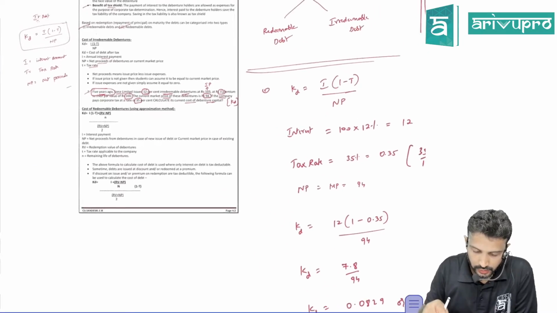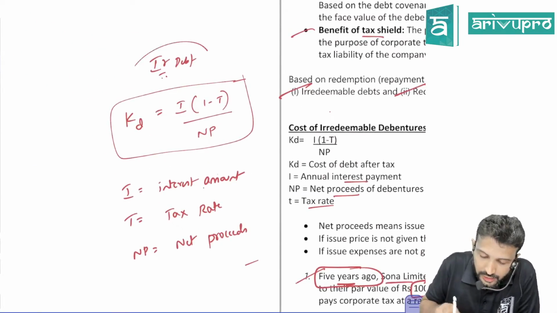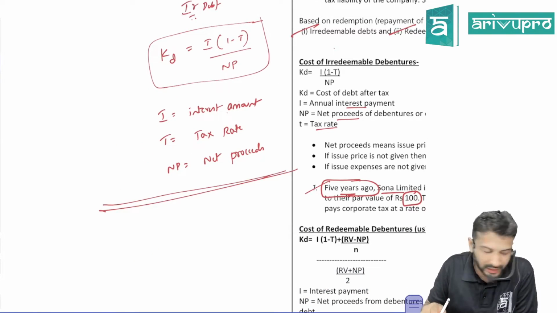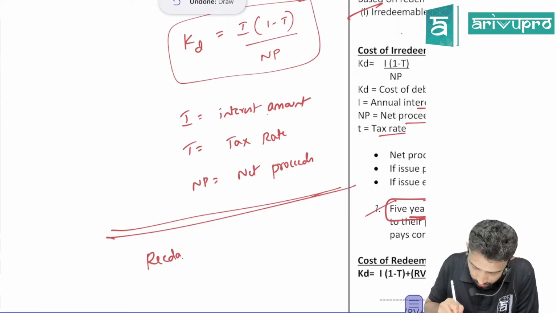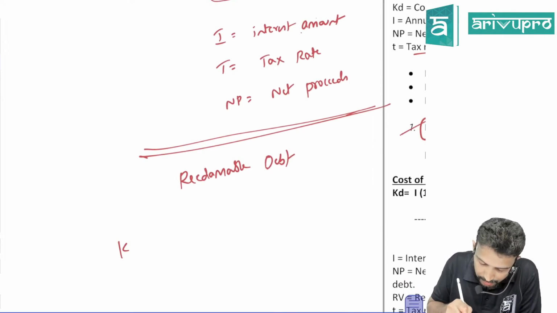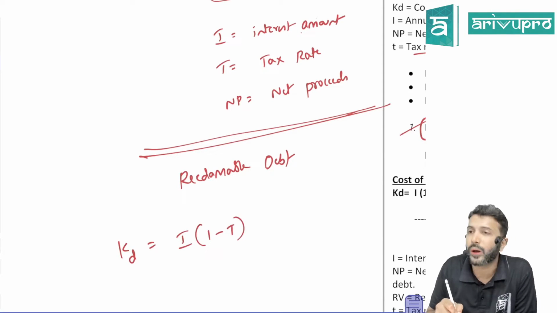Done with copying also? Okay. The next. This is for what sort of a debt? Irredeemable debt. Is that the only debt you'll have or is there a better one? What is the better one? Redeemable debt. If it is a redeemable debt, then the cost of debt is given by the formula. First part is same: interest into 1 minus tax rate.